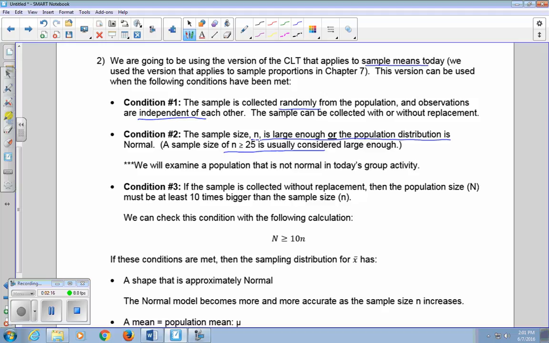And condition number 3, if the sample is collected without replacement, then the population size, notice the population is the capital N, must be 10 times bigger than the sample size. And we can check this condition by multiplying our sample size by 10 and seeing that it's less than our population size. So this is only necessary when we have sampling without replacement, but oftentimes you don't know whether it's with or without replacement. So just to be on the safe side, we'll just check condition number 3 and then we don't have to worry about it.